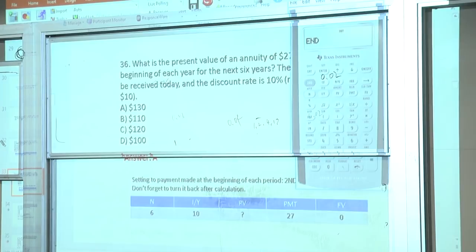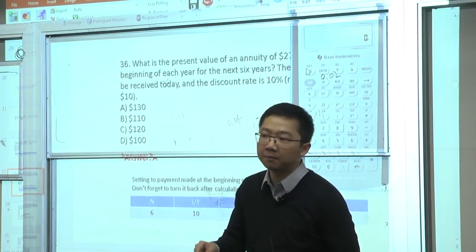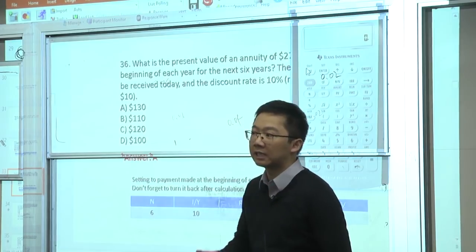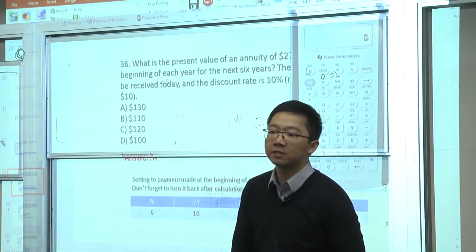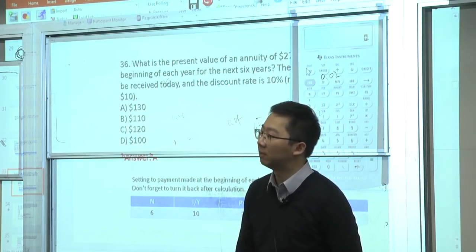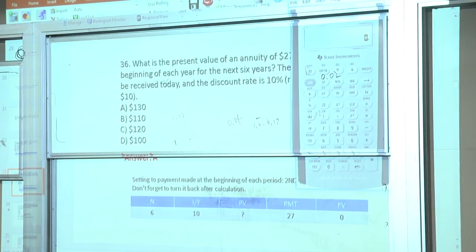If you are not comfortable with this method, let's try another one. Now we turn everything back. Remember the formula? The present value of an annuity due is equal to 1 plus R multiplied by the present value of an ordinary annuity. We can just consider this as an ordinary annuity, get the present value, and then multiply by 1 plus 10%, which is 1.1. So we don't change any setting. Let's just assume it's an ordinary annuity.